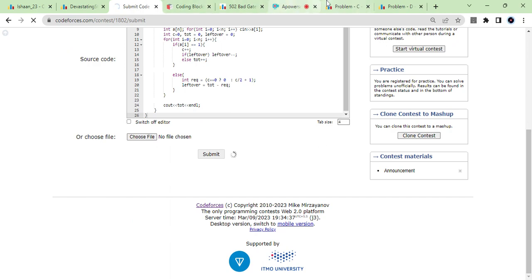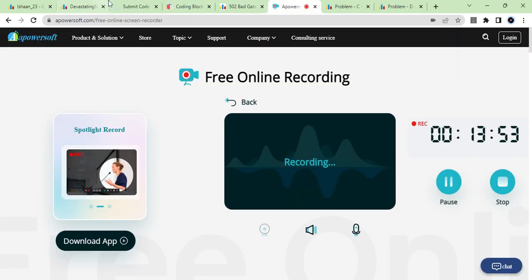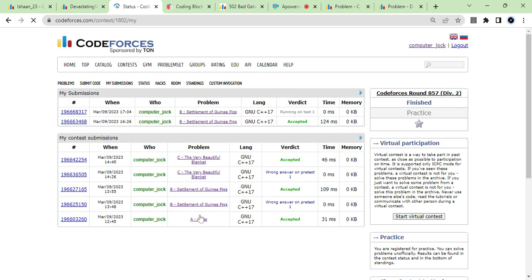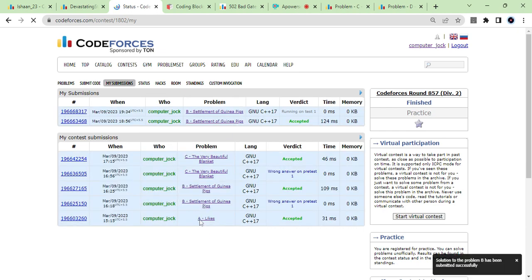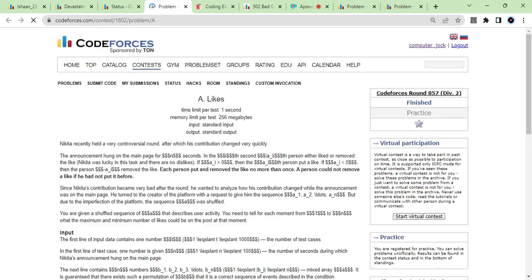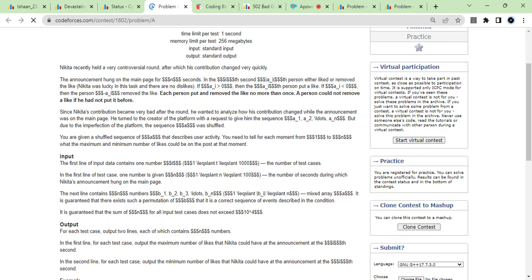Now let's move to the next problem, which took 13-14 minutes for the first problem. Sorry, B problem. That's fine. Let's do A. A was also a slightly more textual problem, but the logic is a straight one-liner.